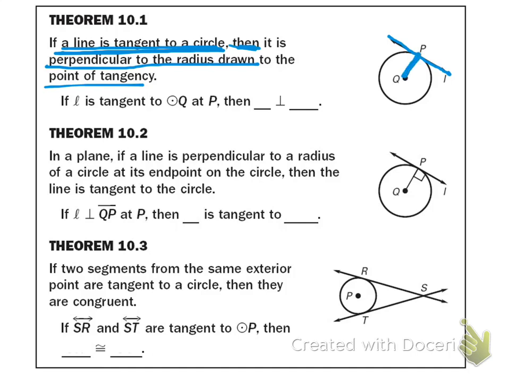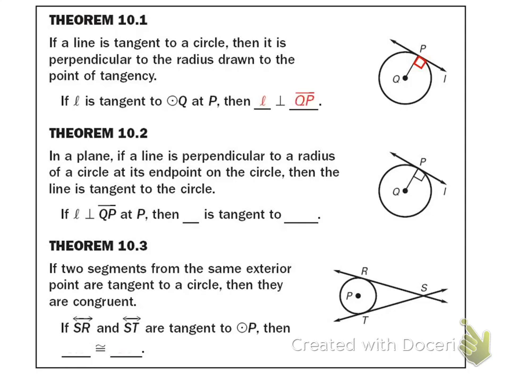What does perpendicular mean, Mackenzie? That it forms a right angle. Since that radius is drawn to that point of tangency, it will form a right angle there. If line L is tangent to circle Q at point P, then line L will be perpendicular to segment QP.